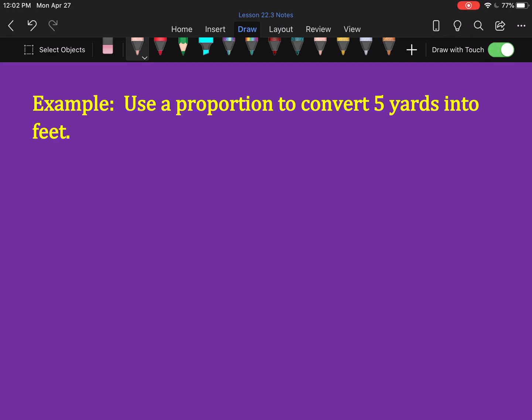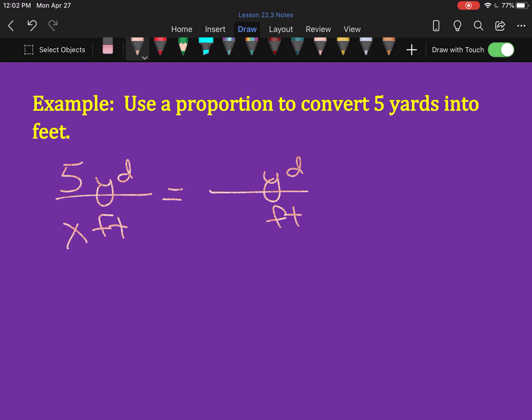So, what would that look like? Okay, so we have 5 yards, and let's pretend for a moment we don't know how many feet that is. So it's x feet. If I'm setting up my fraction as yards over feet, on this side of the proportion, I have to still have yards over feet. That's not negotiable. Do we know the numbers that relate these? Yes, we do. There are 3 feet in 1 yard.